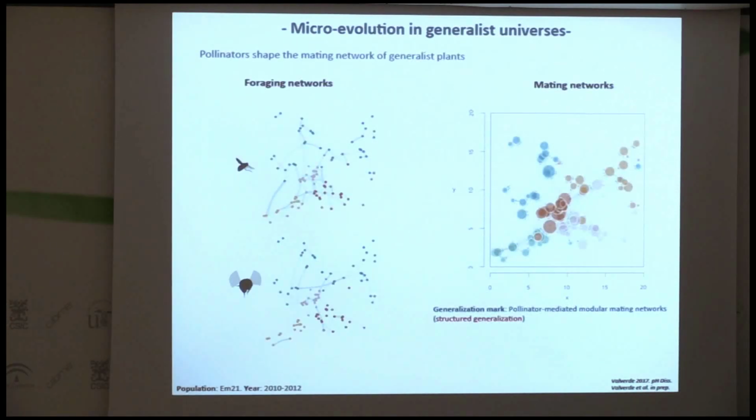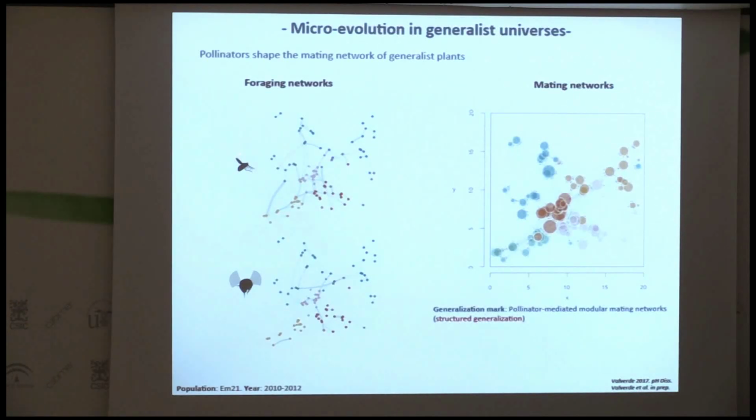Something that we found that is also very interesting within the context of generalization is that pollinators may shape the mating network of the plant. This is because if a given plant is visited by many different pollinators, differing in foraging behavior and flight pattern, different pollinators can move pollen between different groups of plants, creating a population that is genetically structured, making genetic neighborhoods within the population.